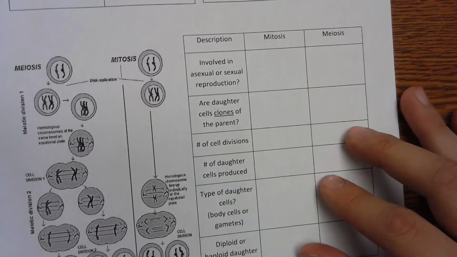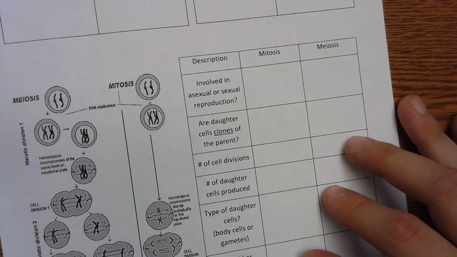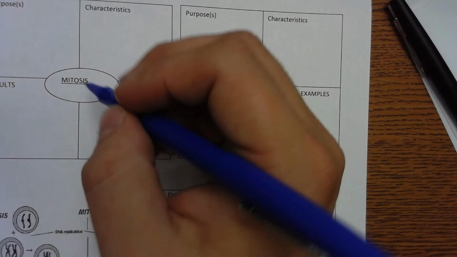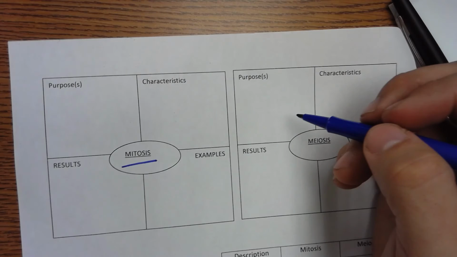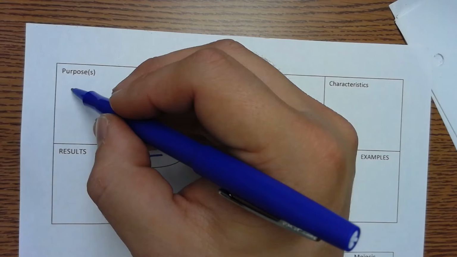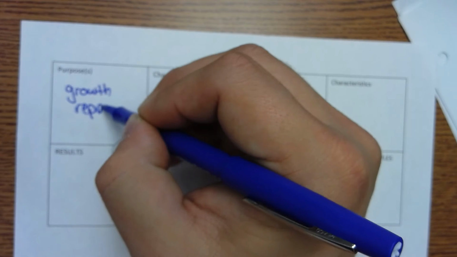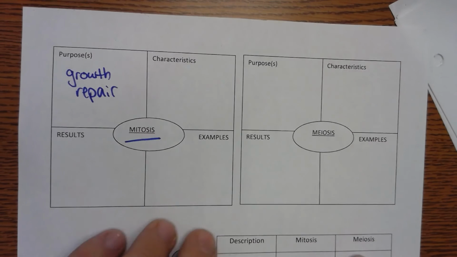Last page of review. What's the difference between mitosis and meiosis? Okay, the purpose of mitosis is for cell growth and repair. Let me fix that focus real quick. Okay, characteristics of mitosis.